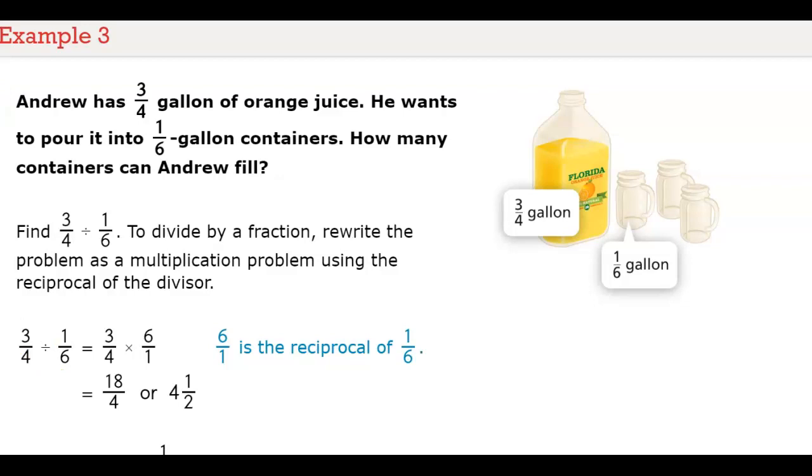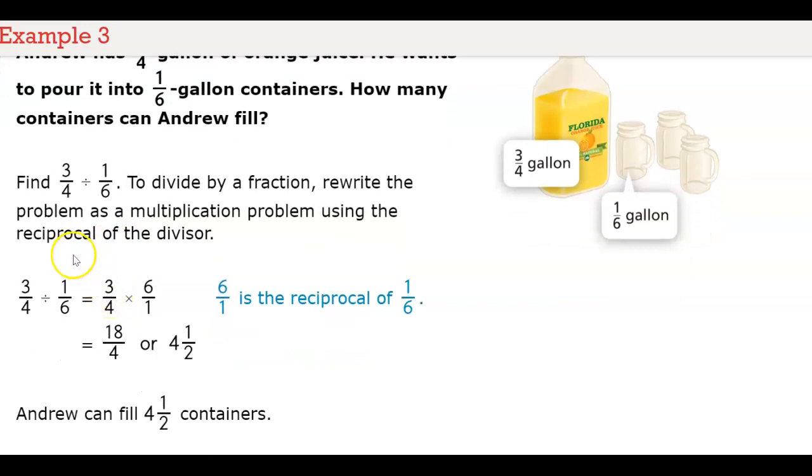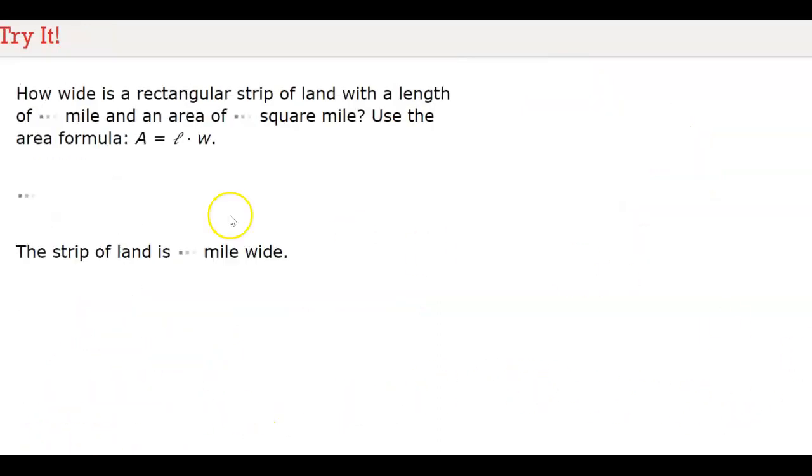Andrew has 3/4 gallon of orange juice. He wants to pour it into 1/6 gallon containers. How many containers can Andrew fill? To divide by a fraction, rewrite the problem as a multiplication problem using the reciprocal of the divisor. I showed you that in the previous example, so they're showing you again here. They did not simplify first, so that's why it's 18/4. And then 4.5 will be your simplified version of 18/4. So Andrew can fill 4.5 containers.